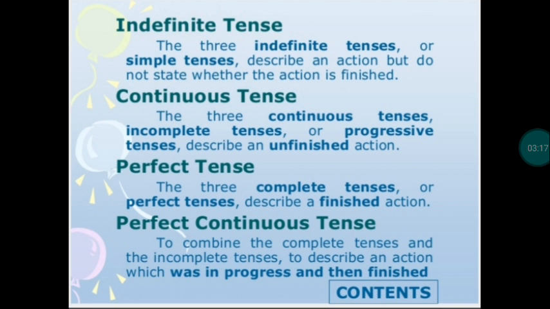Then the next one is continuous. The three continuous tenses are incomplete tenses or progressive tenses. They describe an unfinished action. Perfect tense talks about a finished action, and the perfect continuous tense combines the complete tenses and the incomplete tenses to describe an action which was in progress but then gets finished.